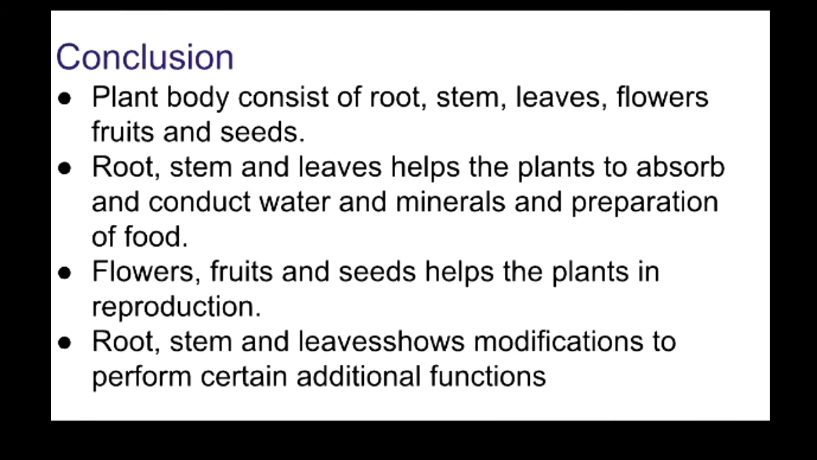As a conclusion, we can say that plant body consists of root, stem, leaves, flowers, fruits and seeds. Root, stem and leaves help the plants to absorb and conduct water and minerals and prepare food. Flowers, fruits and seeds help the plant in reproduction. Root, stem and leaves show different modifications to perform certain additional functions for the plant.